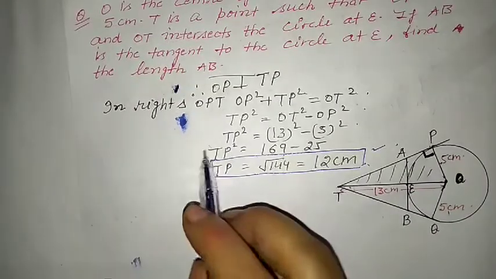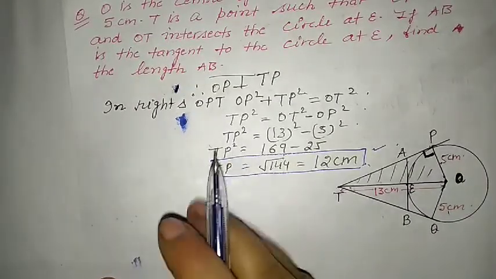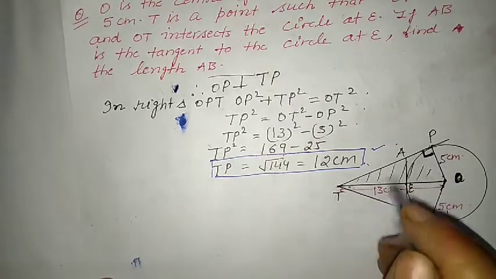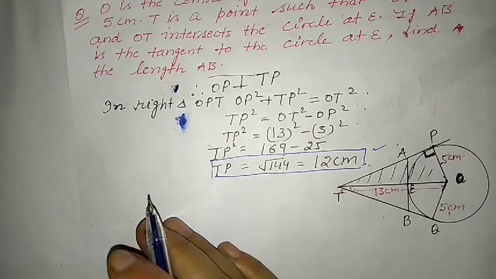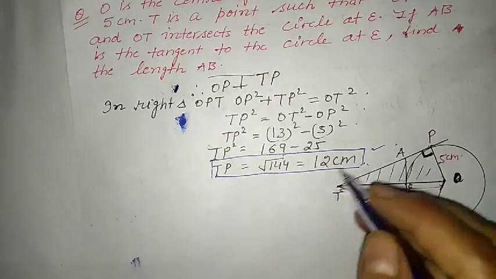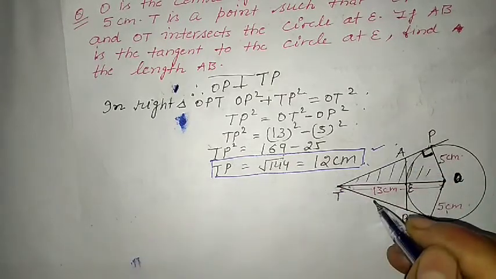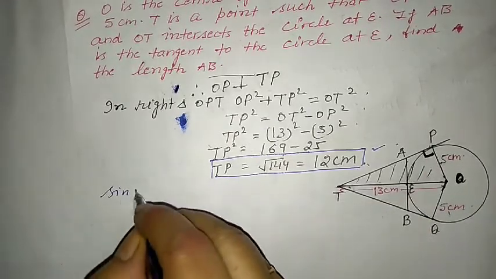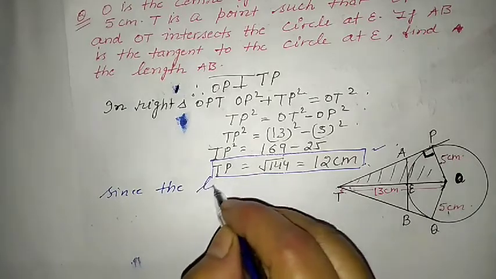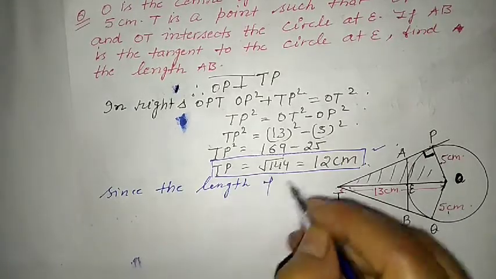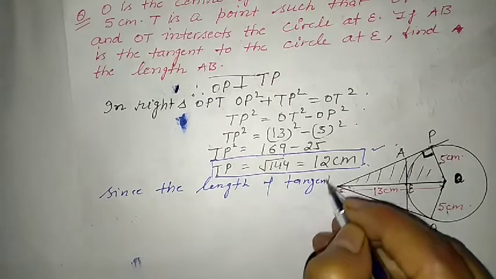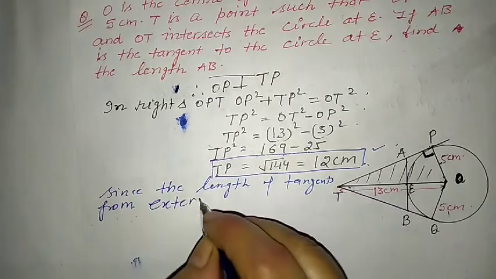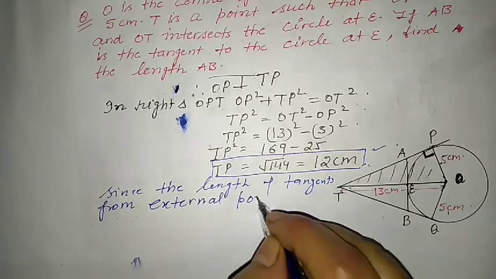Now, the second theorem we are using. The first theorem was that the radius is perpendicular to the tangent. Now the second theorem we are going to use in this question: since the lengths of tangents drawn from an external point to a circle are equal. Okay, you can write this statement.